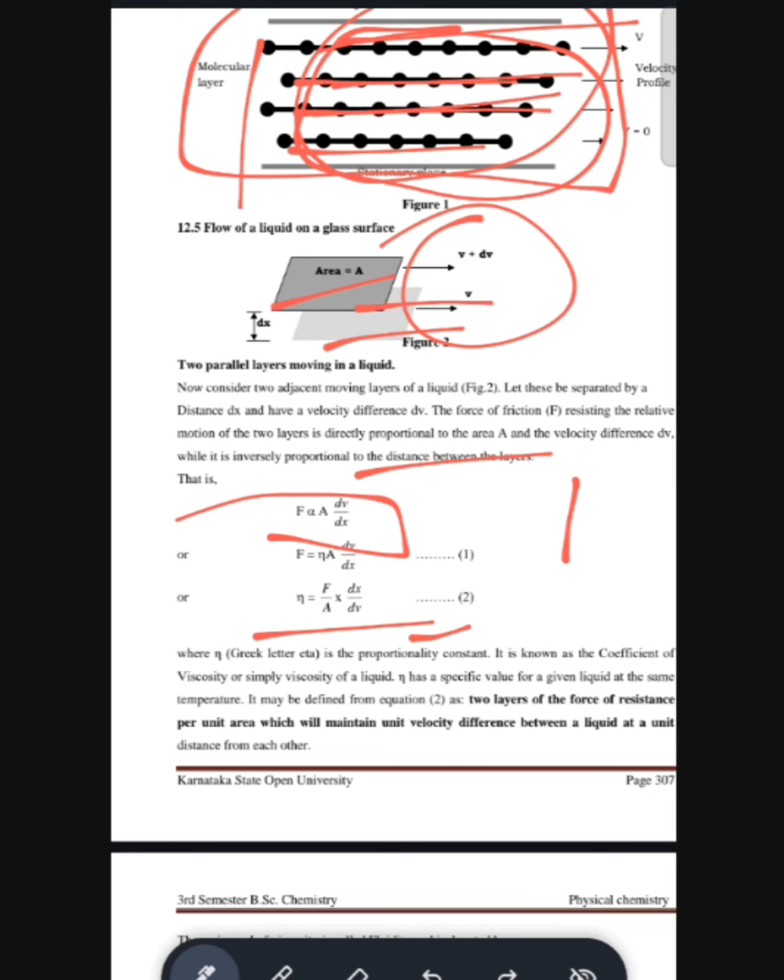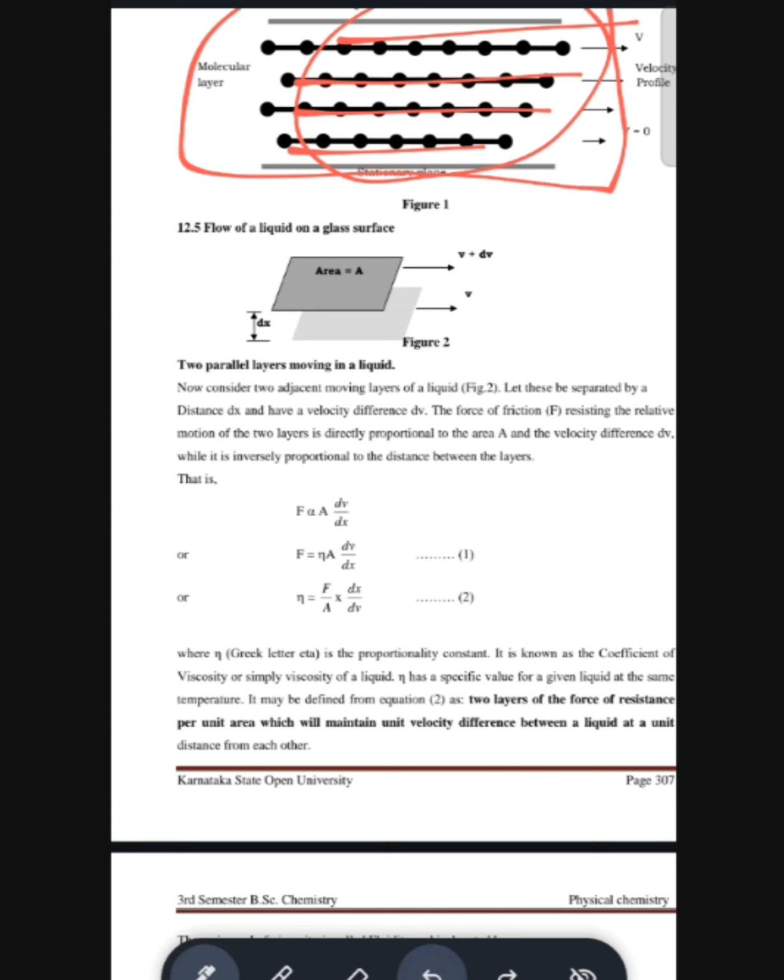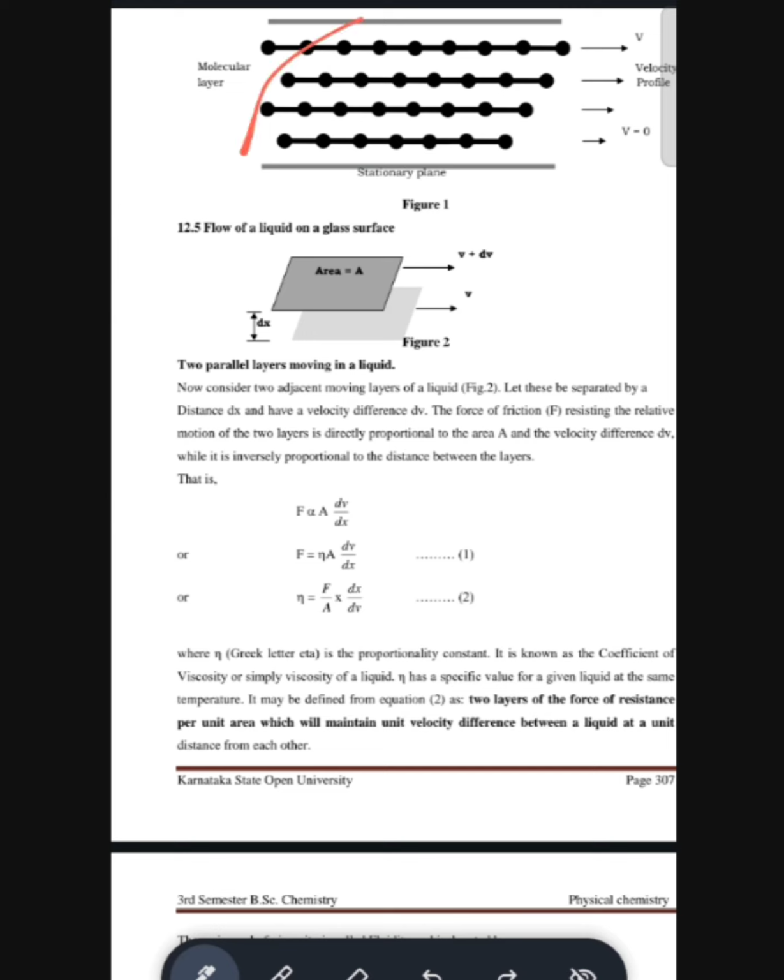That is represented here in figure 1. How molecules will be present layer by layer in the liquid state. So when it should be moved, there should be an external force or some other energy applied to move it. If you want to move these layers, what are you going to do? It cannot be easily moved, so you should apply an external force, that we are going to see here. A force of friction resisting the relative motion of two layers.